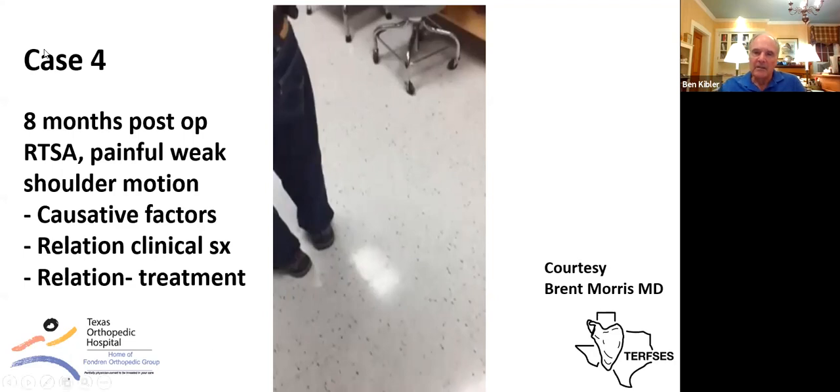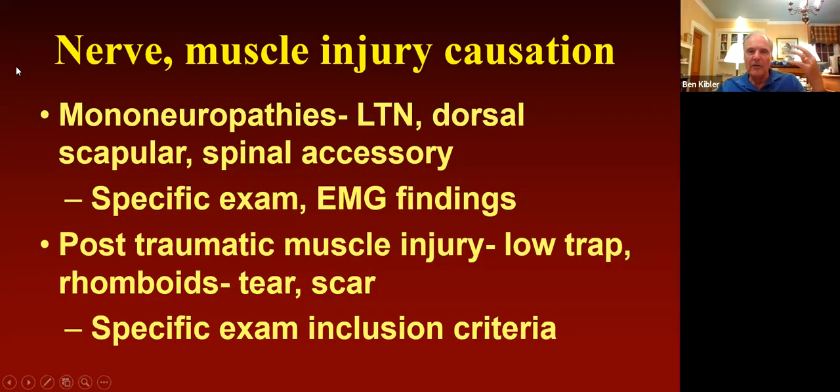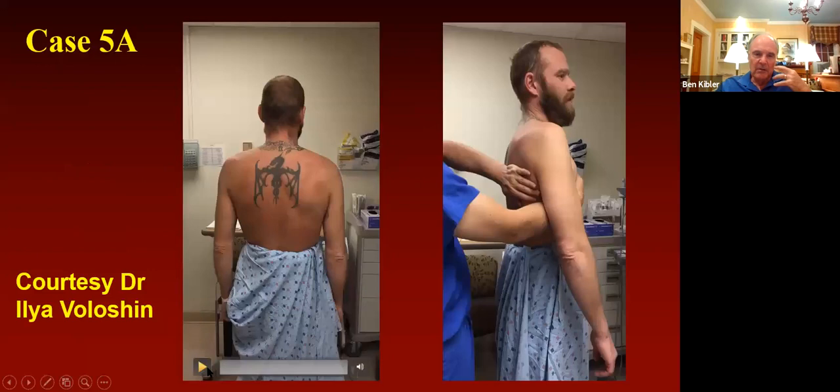Very good. Excellent. Okay, final group of cases here: the nerve and muscle injuries. We've got the mononeuropathies: the long thoracic, dorsal scapular, and spinal accessory. Once again, these are documented well by EMGs or specific findings on exam. And I want to tell you a little bit about another example of something that causes really gross scapular dyskinesis, these post-traumatic muscle injuries. So, Ilya, do you want to tell us about this guy right here?